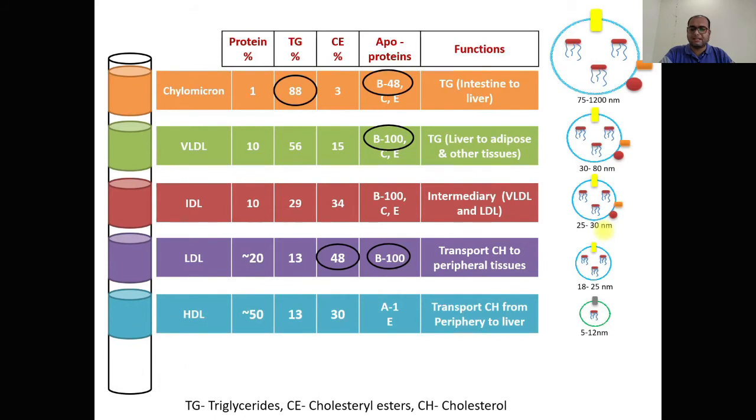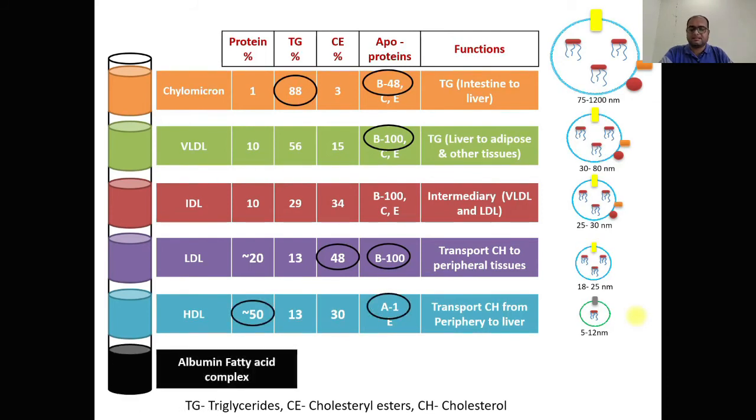You can see here HDL, which has the maximum amount of protein and the lowest amount of triglyceride as well as cholesterol esters, and it has a different kind of apoprotein. And last is the albumin fatty acid complex, which is the densest. So this is how we classify the lipoproteins based on their density.